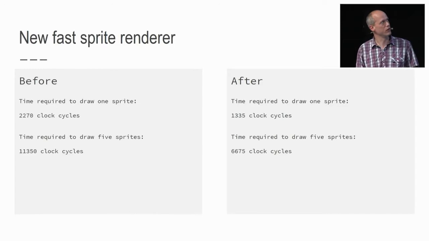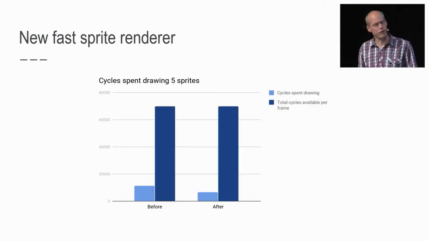So the original version was taking 2,270 clock cycles. Now we've got 1,335. The game really slows down when you've got about 5 characters on the screen. So the old one was taking 11,000 to draw 5 sprites. The new one's taking 6,000. And if you look at that with the before and after again, it's not a huge difference. But it's enough. The game gets sluggish when there's lots of characters on the screen. This is quite often just enough to make it run 1 frame faster and make it feel like a nicer game.